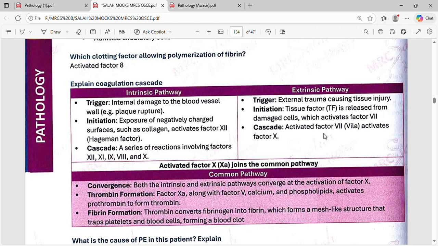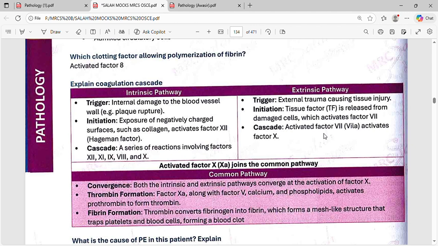The intrinsic pathway, as we know, is internal damage to the blood vessel, such as plaque rupture. So initiation is the exposure of negatively charged surfaces such as collagen in the damaged blood vessel wall. It activates factor 12, Hageman factor, and then a series of reactions involving factor 12, factor 11, factor 9, factor 8 and factor 10. So these are activated, and at the end, from the intrinsic pathway and from the extrinsic pathway, we get the activated factor 10, which joins the common pathway.